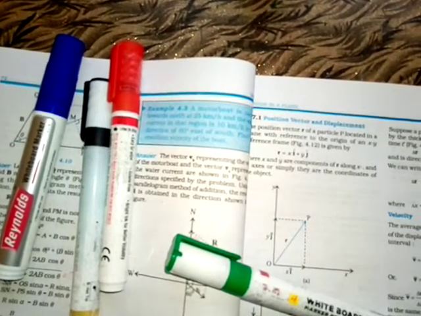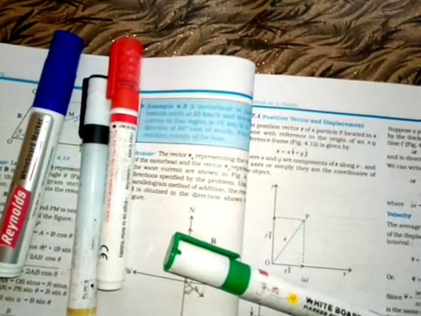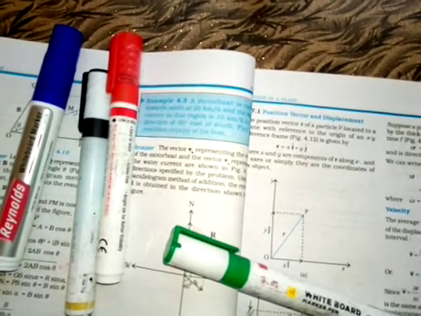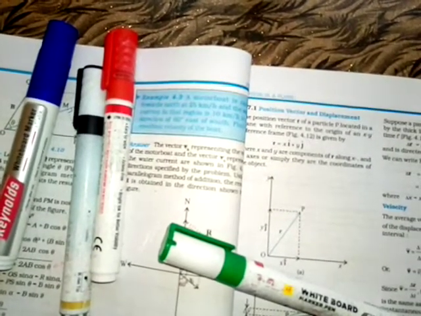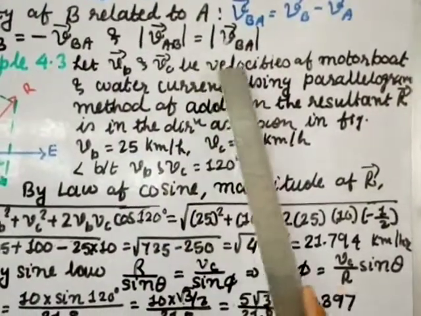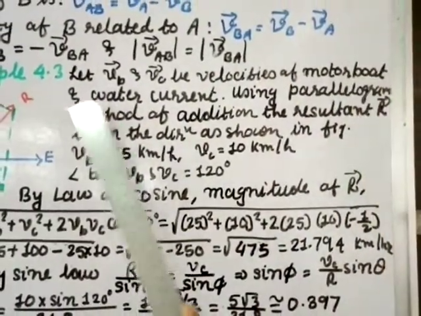Example 4.3. A motor boat is racing towards north at 25 km per hour and the water current in that region is 10 km per hour in direction of 60 degree east of south. Find the resultant velocity of the boat. Let VB and VC be the velocity of the motor boat and the water current.